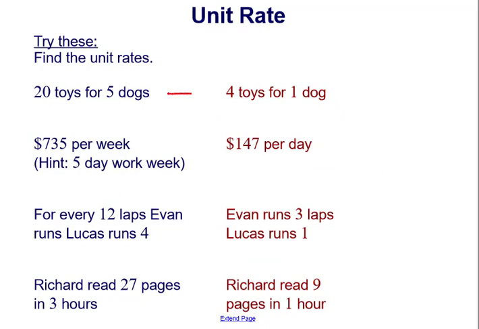So to answer the unit rates, to describe them in words, for 20 toys for 5 dogs, the unit rate is now 4 toys for 1 dog. $735 per week, the unit rate would be $147 per day. For every 12 laps Evan runs, Lucas runs 4, shows that Evan runs 3 laps for every 1 Lucas runs. And then Richard reads 27 pages in 3 hours. Finally, our unit rate would be Richard reads 9 pages in 1 hour.